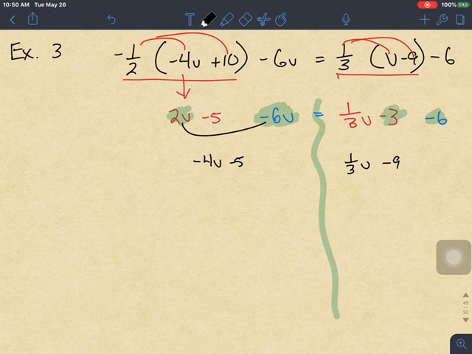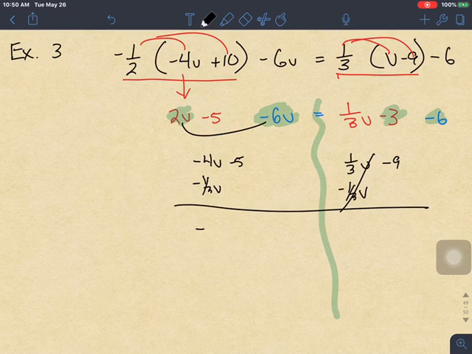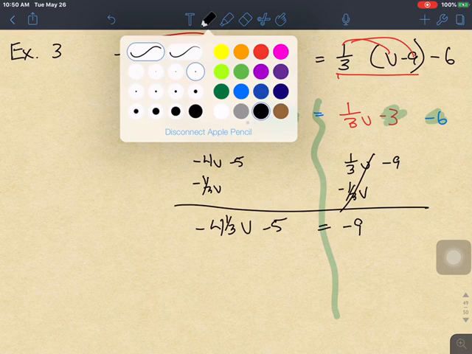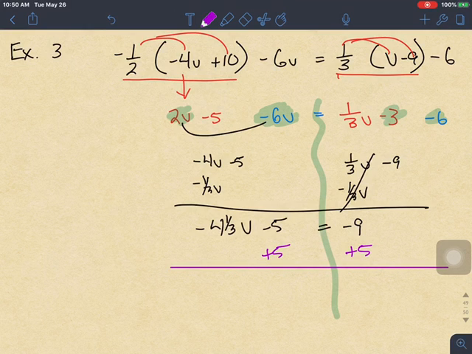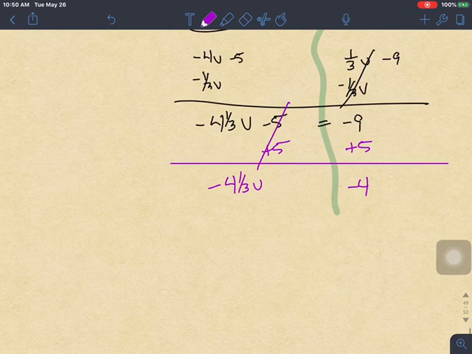We have variables on both sides, so we're going to subtract 1/3 v here and subtract 1/3 v here. What we have is negative 4 and 1/3 v minus 5 equals minus 9. Now it's just a two-step equation. Plus 5, plus 5. And this is where I goofed up last time, and you might goof up here too. That's gone. We have negative 4 and 1/3 v, and a negative 9 plus 5. Last time I wrote 4, but it's not 4, it's negative 4. So my answer was wrong in the end.